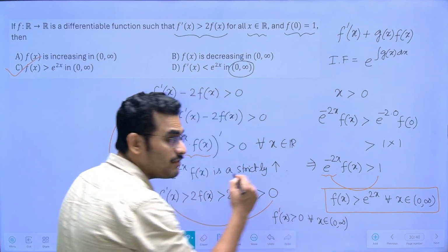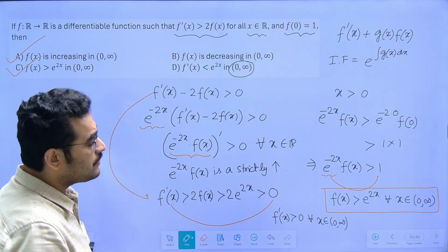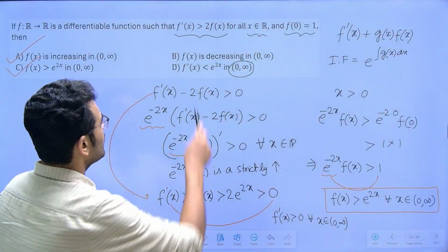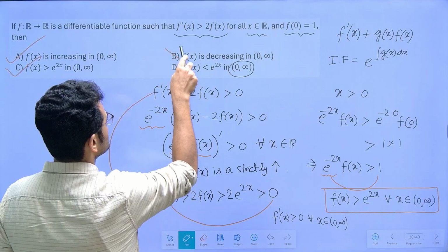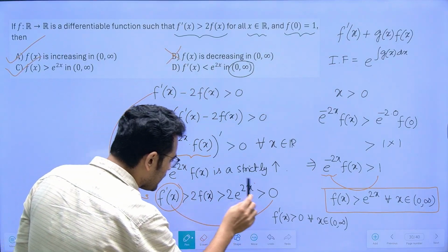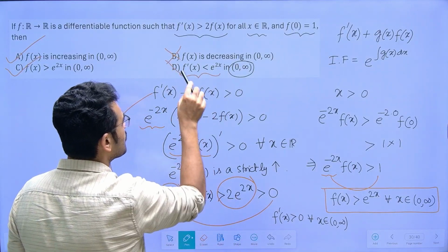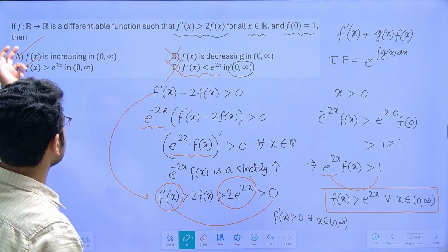What does it mean? Derivative is greater than 0 means what? f(x) is an increasing function in 0 to infinity. And f(x) is increasing, so the decreasing option is wrong. And we have proved that f'(x) is greater than 2 e to the power 2x. That means f'(x) is less than e to the power 2x is wrong. So the correct options are A and C.